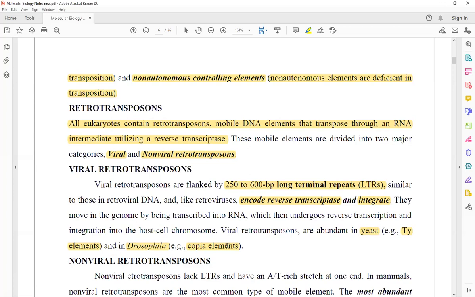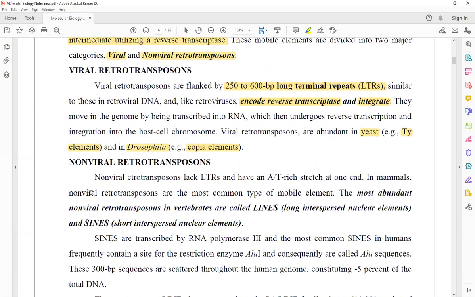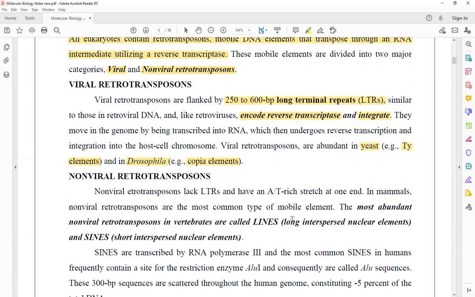Another category is non-viral retrotransposons. What are these non-viral retrotransposons? How do they move from one location to another? That we are going to look at here. The two most abundant non-viral retrotransposons that we have to study are the LINE, long interspersed nuclear element, and the SINE, short interspersed nuclear element.